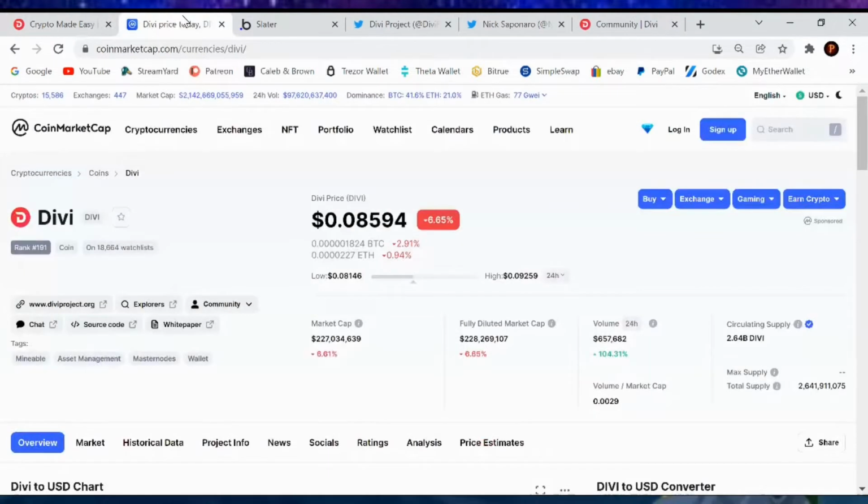All right, let's go over the price. And we're a little dippy today. We're at a current price of 8.5 cents. We are down 6.65% in the last 24 hours with a market cap of $227 million. Now, this is totally fine. They're still holding strong from the 9-10 cents and bouncing back. This is nothing. The rest of the crypto market was dipping, so having Divi dip just a little bit, it's no big deal.